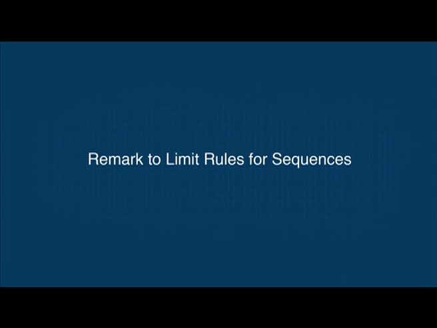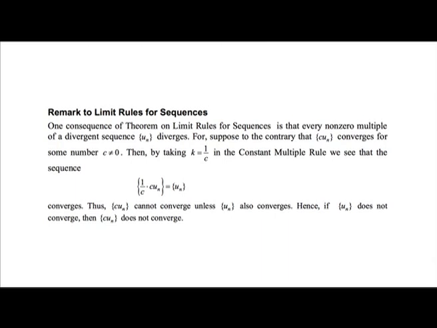Remark on limit rules for sequences. One consequence of the theorem on limit rules for sequences is that every non-zero multiple of a divergent sequence (un) diverges. For suppose to the contrary that the sequence (c·un) converges to some number c not equal to 0. Then by taking k equal to 1/c in the constant multiple rule, we see that the sequence (1/c)(c·un), which equals the sequence (un), converges.